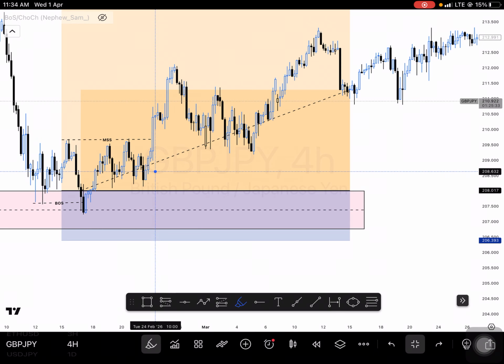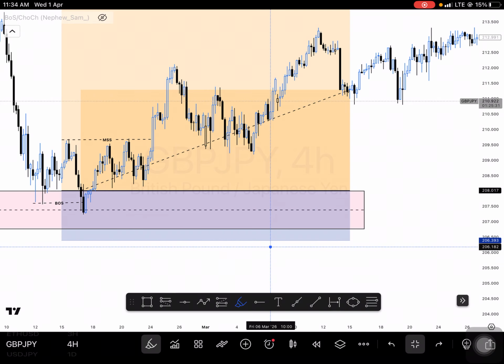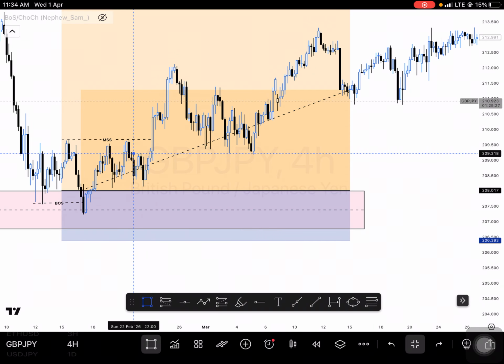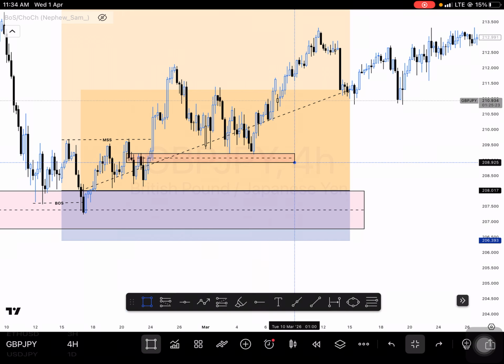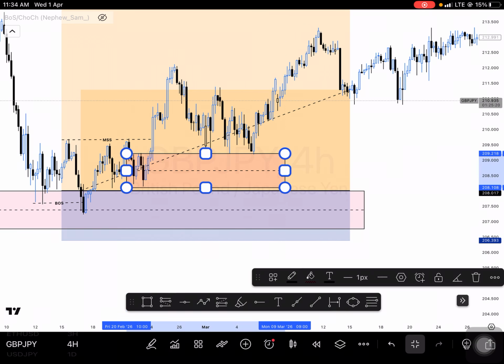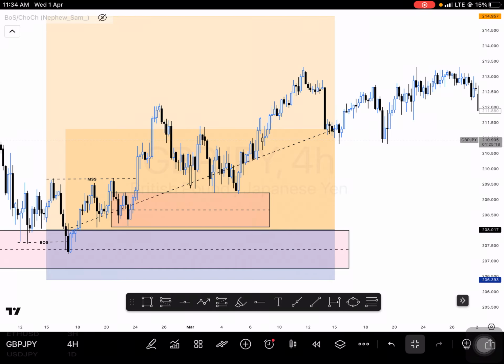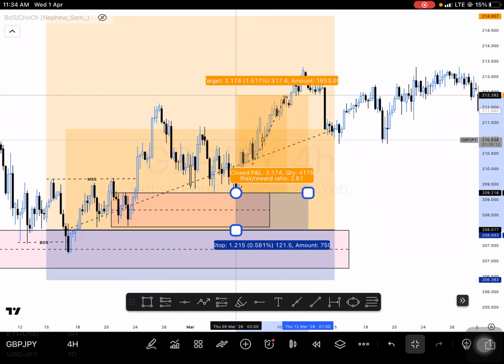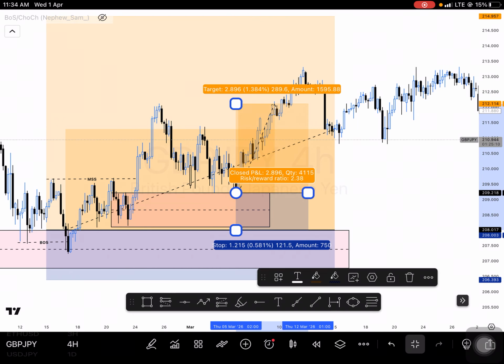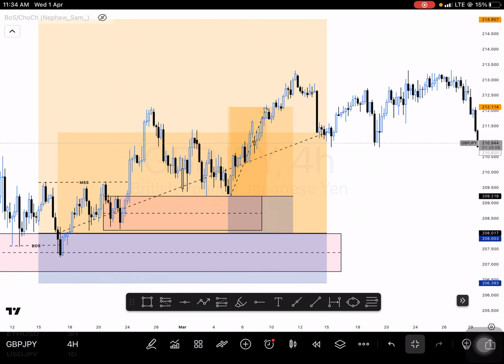They came back and reacted off this order flow here, and they gave us this nice buy opportunity which I had. I took this buy to this here and I made this trade out already.